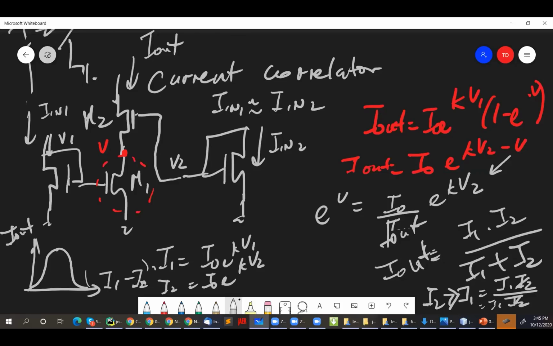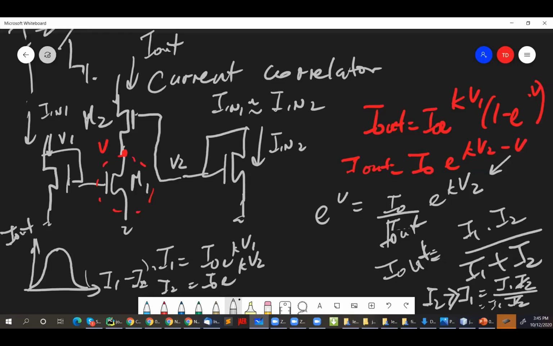I think you mentioned it when you started talking about the current correlator, but maybe I heard it wrong acoustically. I'm not sure. Yeah, no, I didn't talk about common mode. Common mode is actually something that you consider when you have the differential pair circuit, right?